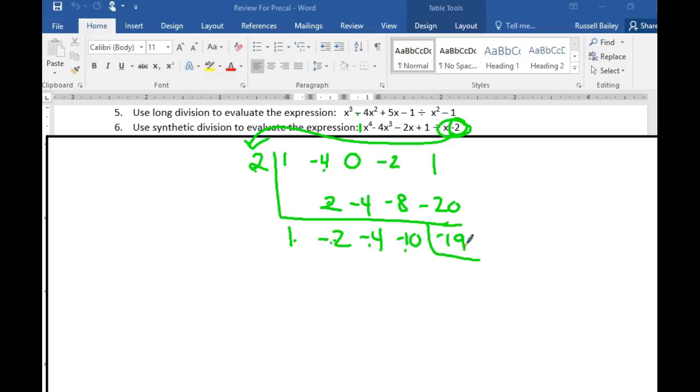Okay, but what does that mean? What do we do with that? Well, this number is the remainder. This number is the constant. This number is the x. This number is the x squared. And this number is the x cubed.